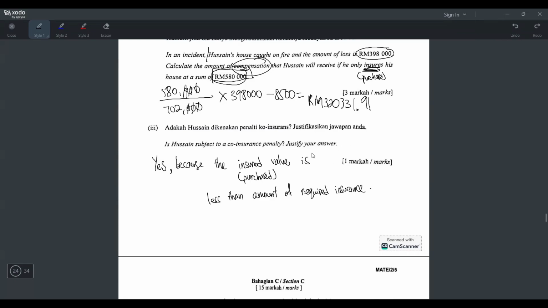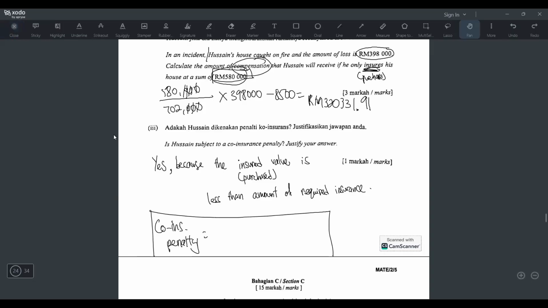Okay, but I want to show you how to calculate the co-insurance penalty. But I don't think this question asks for that. But I want to show you, because in case what if they come out in SPM, right? But for this question actually no need. It's only worth 1 mark only. This one they only ask yes or no and then write the reason only. But I will teach also, because since we are here already, let's just talk about it also.